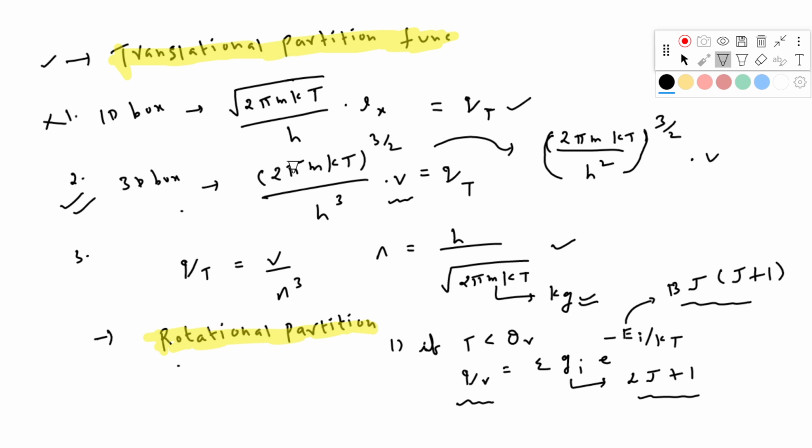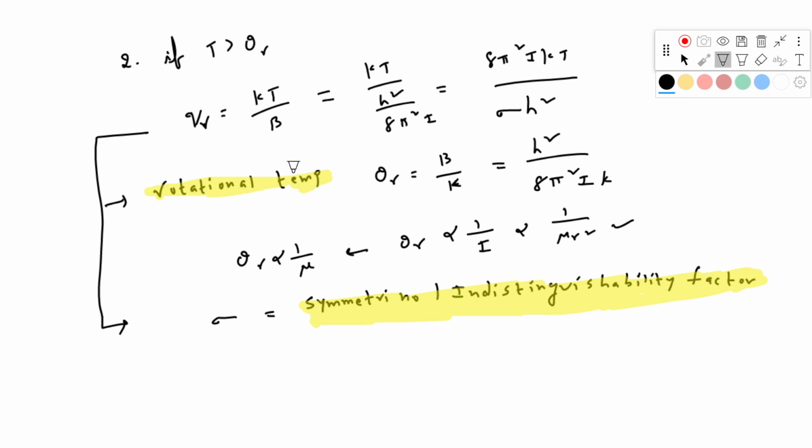So next important one, this is the first condition, T less than theta r. Second condition, if temperature is greater than rotational temperature, then the rotational partition function is kBT by B. This B is nothing but the rotational constant, h square by 8 pi square I. If I put the B value here, then I will get this one. This formula is also very, very important, right?